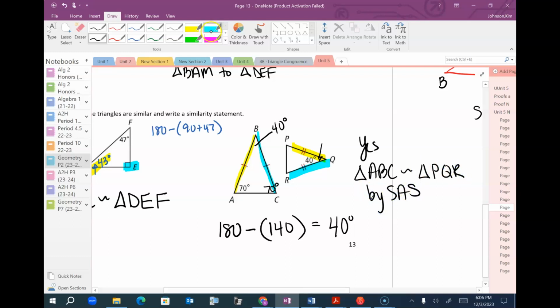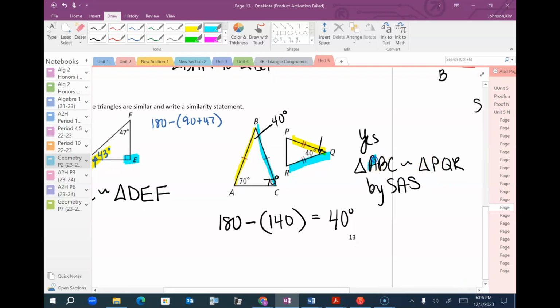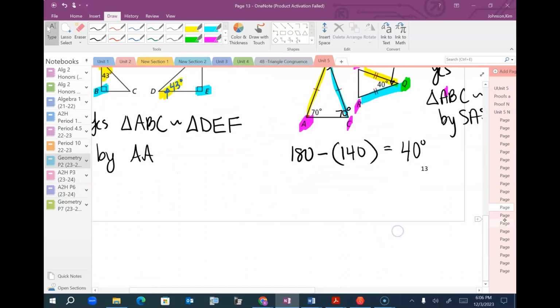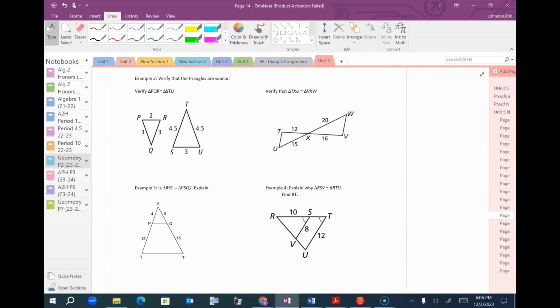Now notice that I am matching my angles up with each other, right? So A and A, let's use a different highlighter color. A should go with P, right? A and P, and then B is the tip, right? That's where the 40 degree is. And then I go back to R and C. Okay. All right, let's try a couple more of these just to make sure we're really getting the hang of it.